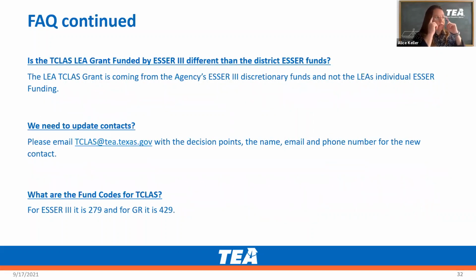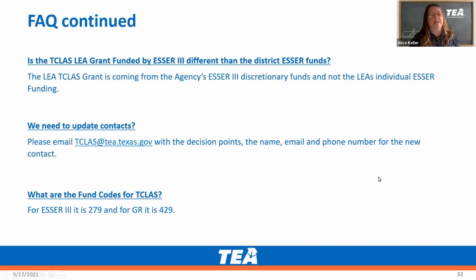A few more FAQs. The TCLAS LEA grant funded by ESSER 3 is different than the district ESSER funds. Lots of LEAs received direct ESSER funding grants from the agency. This TCLAS grant is funded from the agency's ESSER 3 discretionary funds and will be separate from the LEA's individual ESSER funding. So you will not need to be thoughtful about reserving some of your own ESSER 3 funds to do some of this TCLAS work.